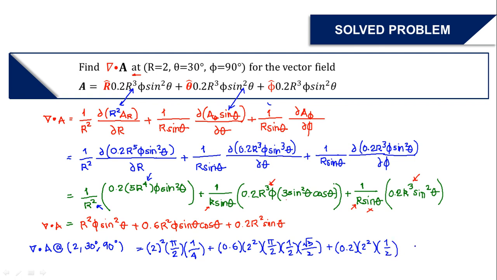So ang final answer natin, it will be equal to 3.6032. Okay, yan yung ating divergence ng ating vector A at this particular point. Okay? So, yan. Okay? So, pakitandaan lang kung paano natin ginamit yan, ha?